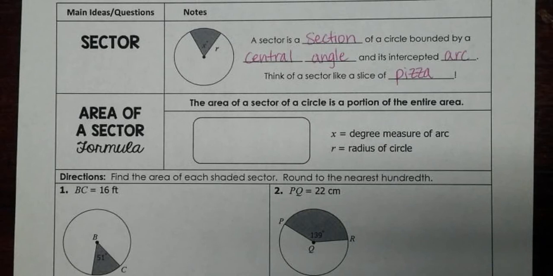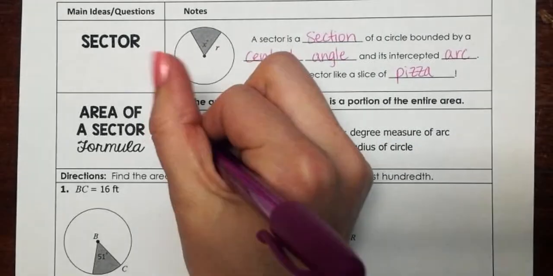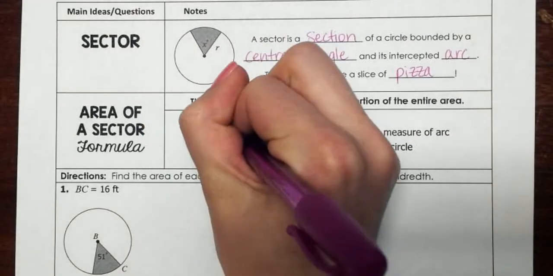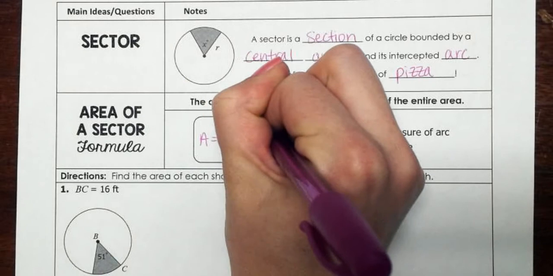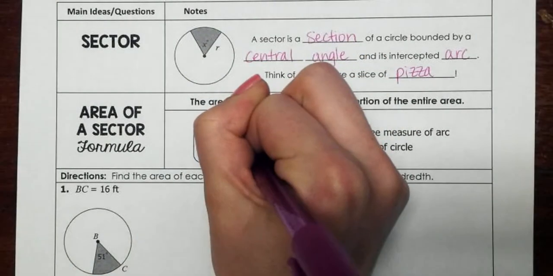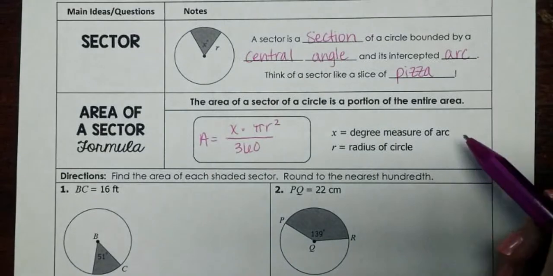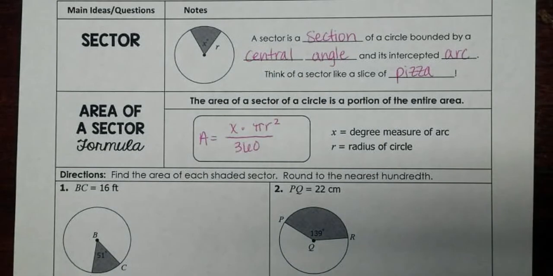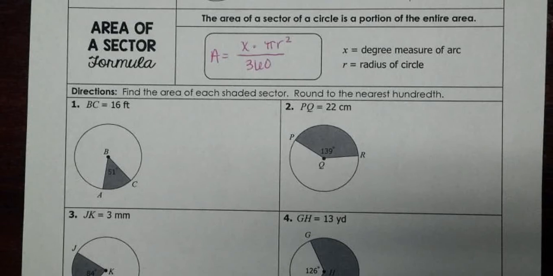So the area of a sector of a circle is a portion of the entire area, okay? So it's just going to be a fraction out of the entire area of the circle. So this area formula is A equals x times pi r squared, that's the area formula for a circle, divided by 360, where x is the degree measure of the arc and r is the radius of the circle, okay? So these are pretty easy problems, so let's go ahead and get to them.